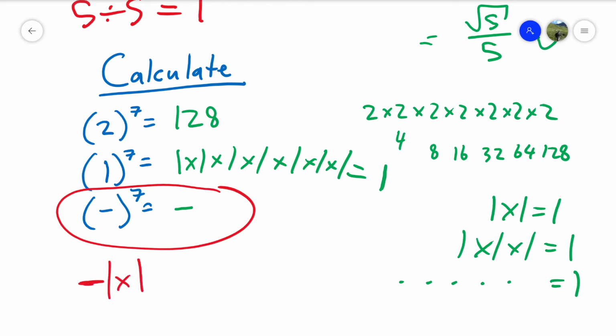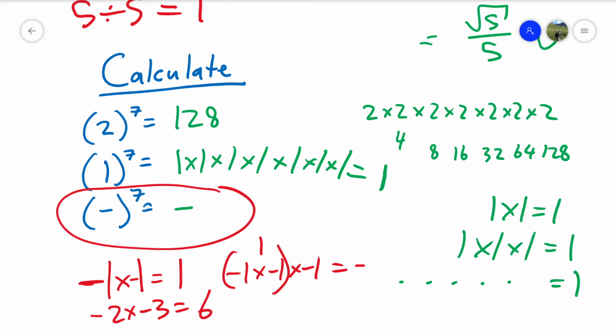What's minus 1 times minus 1? It's 1. What's minus 2 times minus 3? It's 6, because the minuses cancel. What's minus 1 times minus 1 times minus 1? Well, those cancel to give 1, and then you're left with a minus.